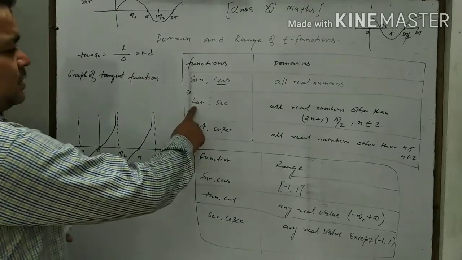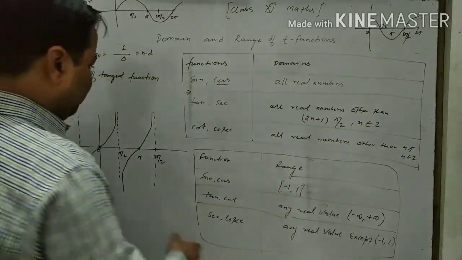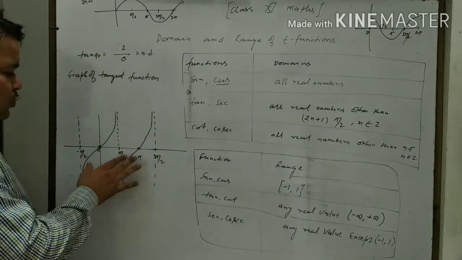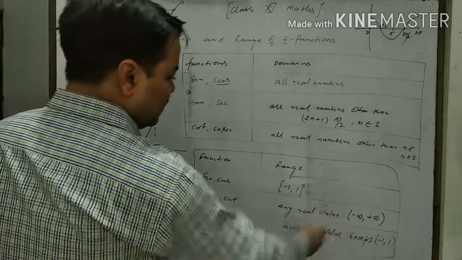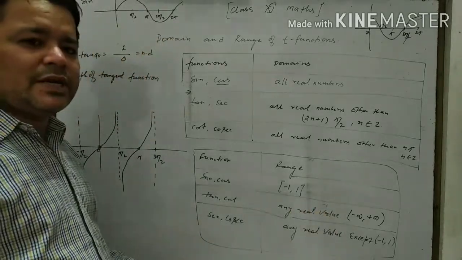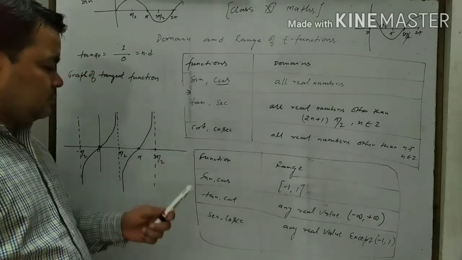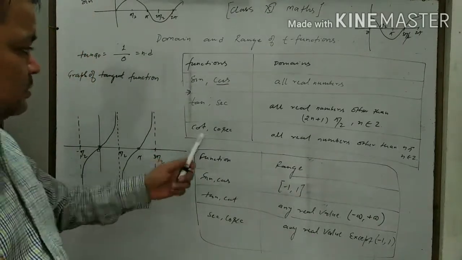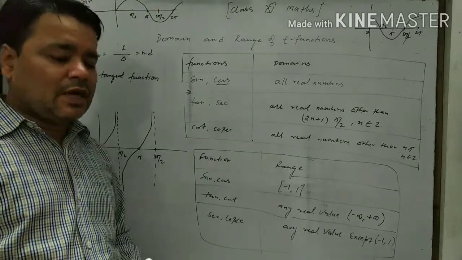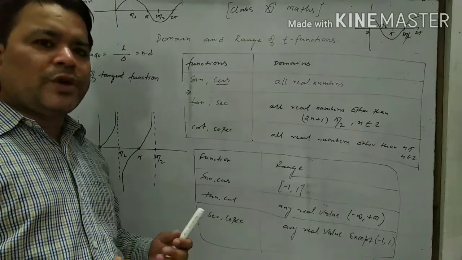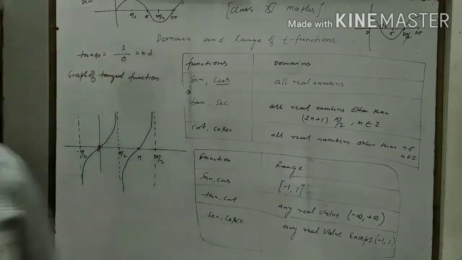The tangent, its domain is all real numbers other than odd multiple of pi by 2. This is also a periodic function whose period is pi, and its range is any real value, that is from minus infinite to plus infinite. Let us see now the graph of cot theta or cotangent. This is for the tangent. Now let us see cotangent.